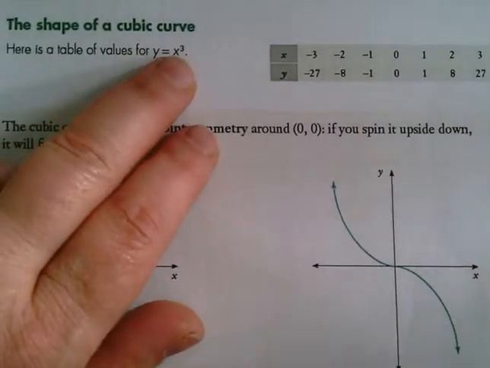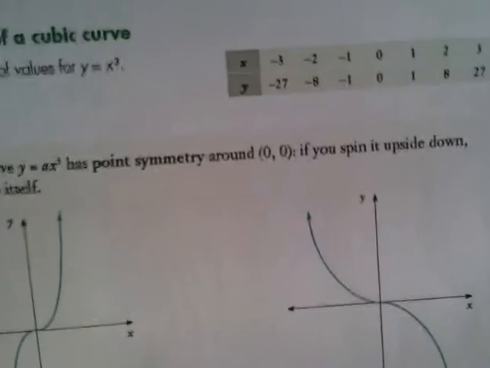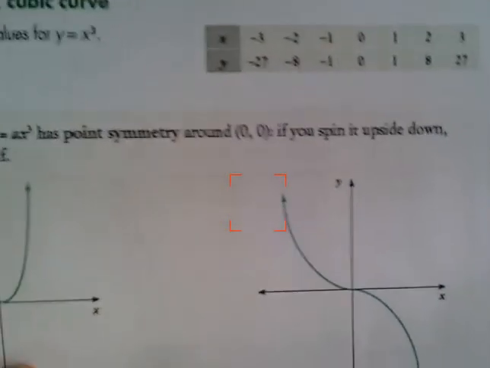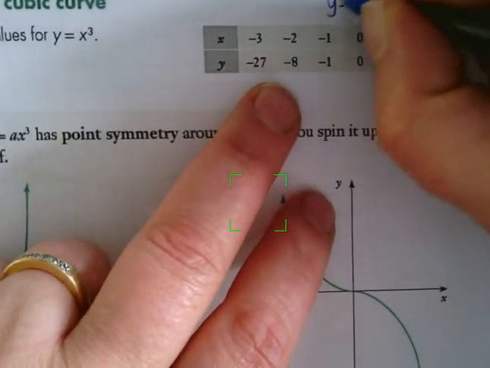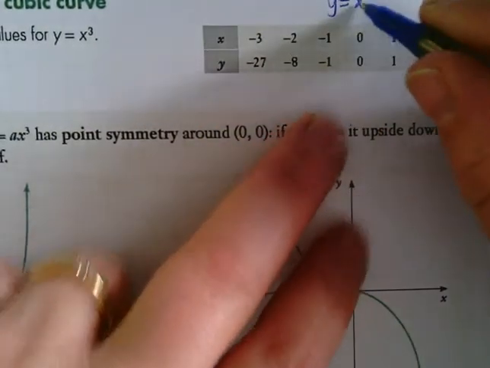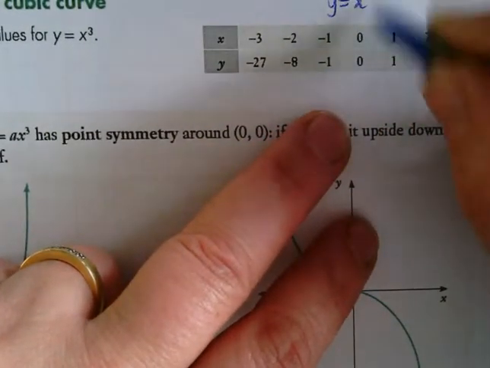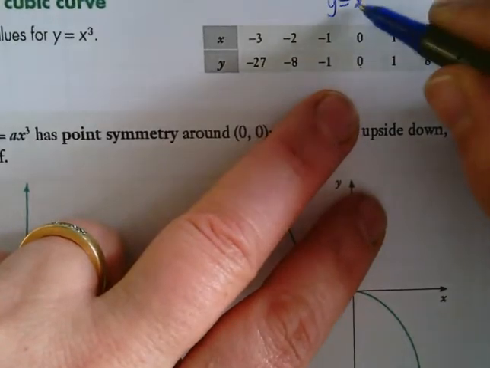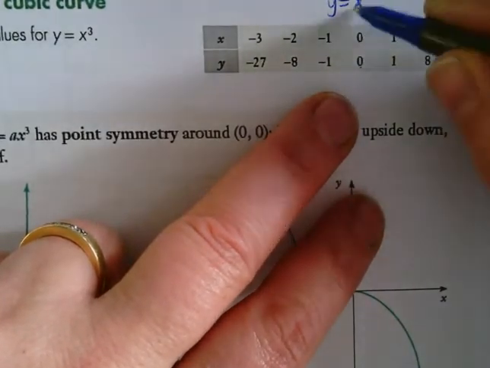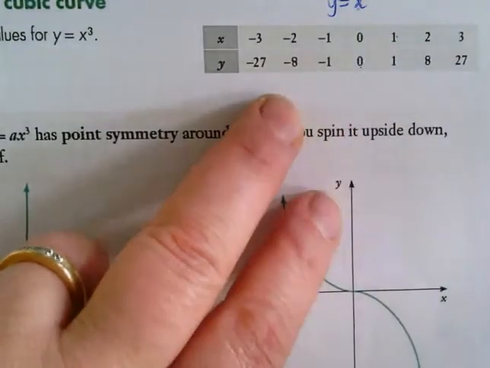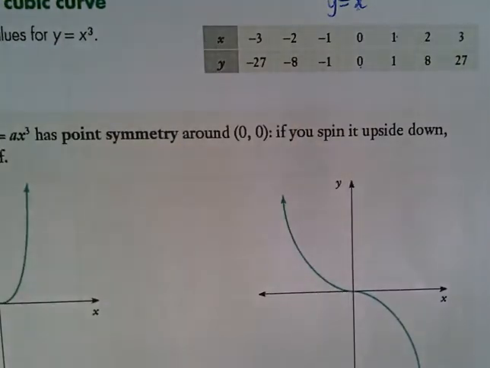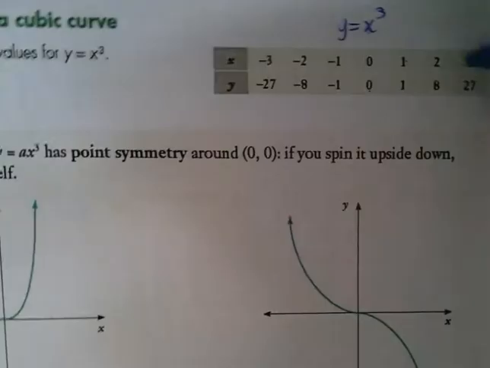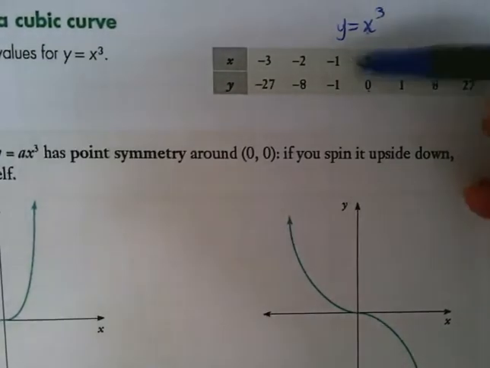Here is a table of values for y equals x cubed. We're going to be doing our own graphs over the page, but let's start from 0. When x is 0, y is 0. When x is 1, 1 cubed is 1. When x is 2, 2 cubed is 8. So this is a table of values giving us x, y values. When x is 3, 3 cubed is 27.